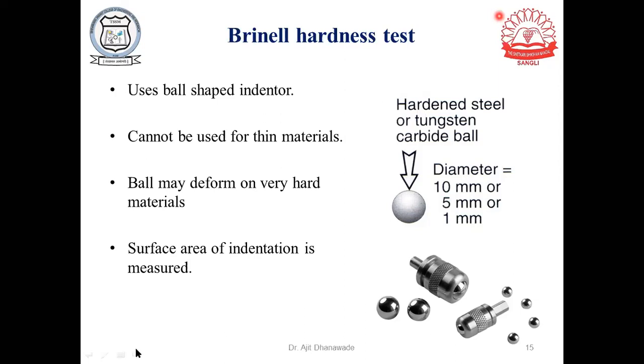The surface area of indentation is measured after the test. Now how to carry out the test, that we'll see now. You can see over here a hardened steel ball is usually used in the Brinell hardness test, or tungsten carbide. Now tungsten carbide is a very hard material. It has hardness more than most of the metals. So if you use a tungsten carbide ball, there are very few chances of deformation of this ball. Remember this material, hardened steel or tungsten carbide. This tungsten carbide material is also used in our cutting applications.